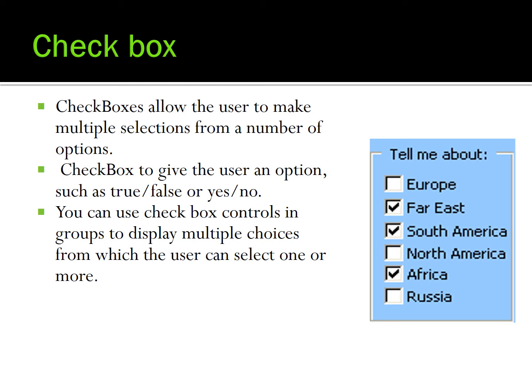Next, checkbox control. Checkbox control allows the user to make multiple selections from a number of options. A checkbox gives the user an option such as true or false or yes or no. You can click a checkbox to select it and click it again to deselect it. You can use checkbox controls in groups to display multiple choices from which the user can select one or more.